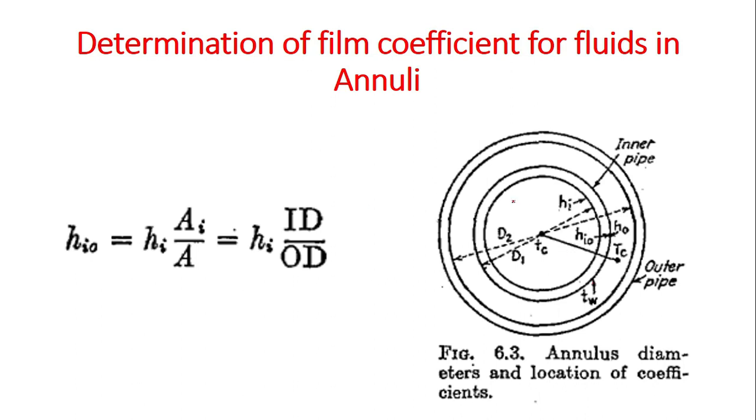So, determination of the film coefficient for the annulus region. This is the annulus region, from this point to this point. The area in between these two lines represents the annulus region. This hi that we have determined so far, for its determination we have used the inner area. This is the hi at the inner tube, so for this we have used the inner area.